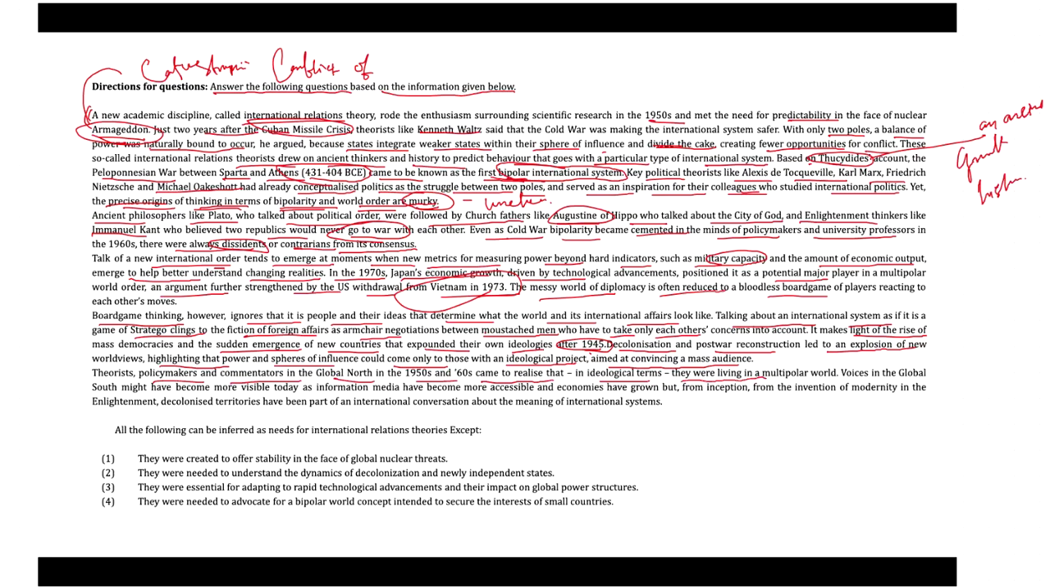Voices in the global south might have become more visible today as information media have become more accessible and economies have grown. But from the beginning, from the invention of modernity in the Enlightenment, decolonized territories have been part of an international conversation about the meaning of the international system, isn't it?